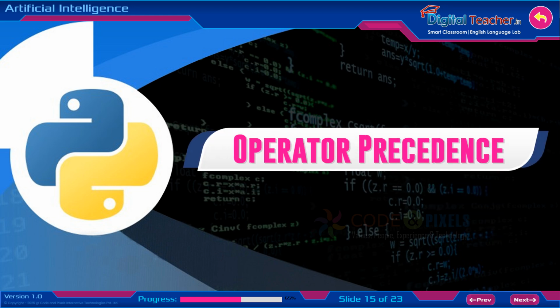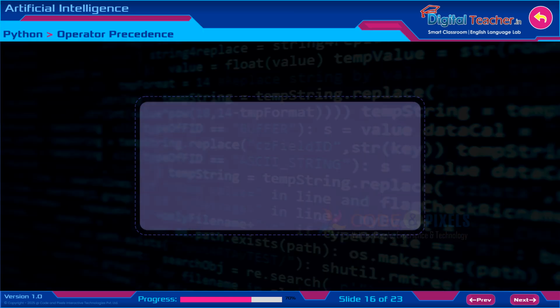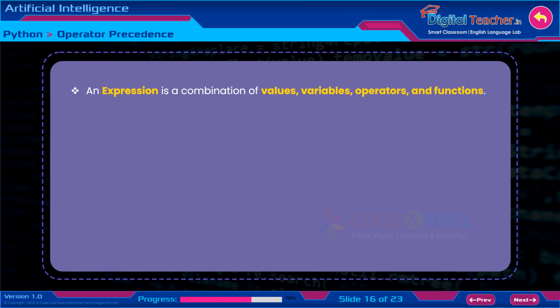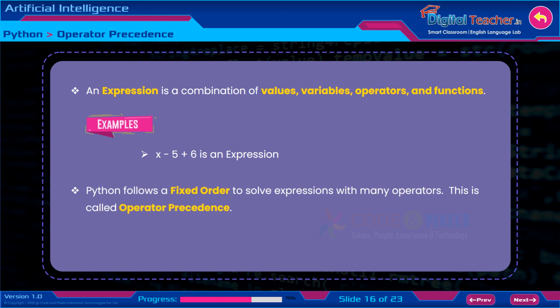Operator precedence. An expression is a combination of values, variables, operators, and functions. Example. Python follows a fixed order to solve expressions with many operators. This is called operator precedence. You can change the order by using parentheses.